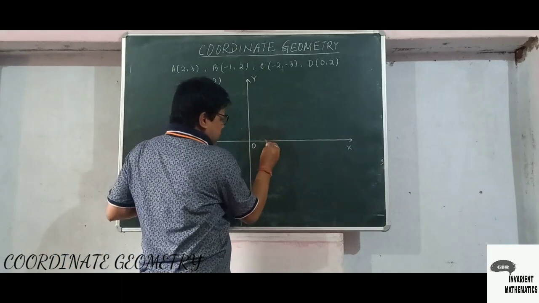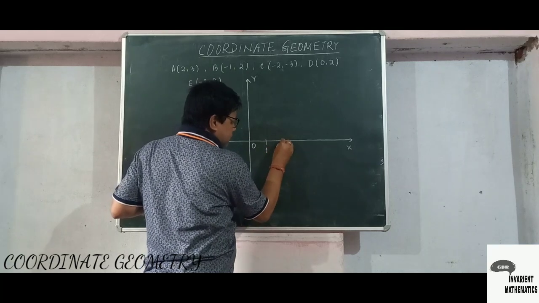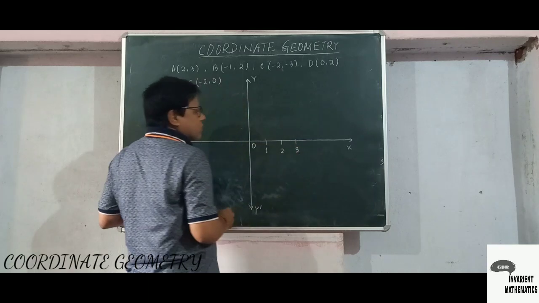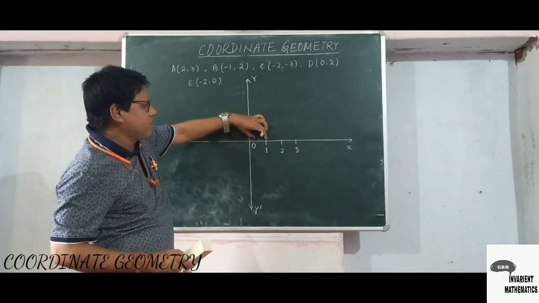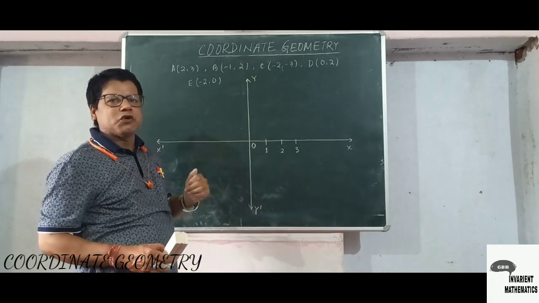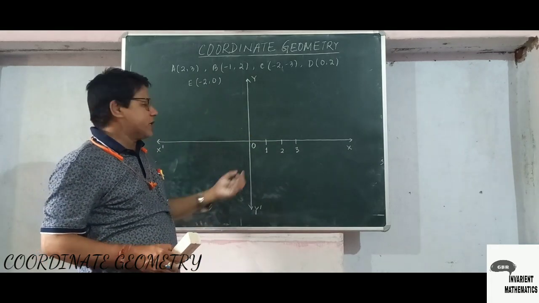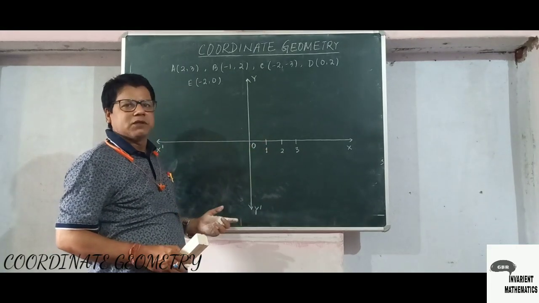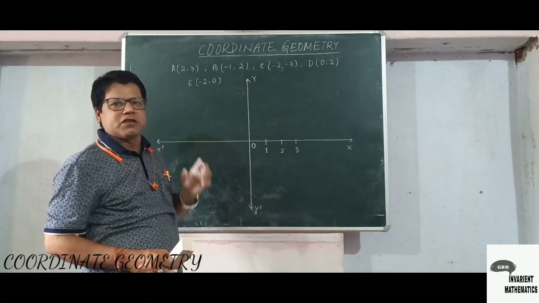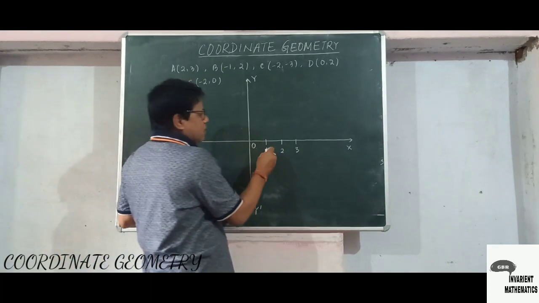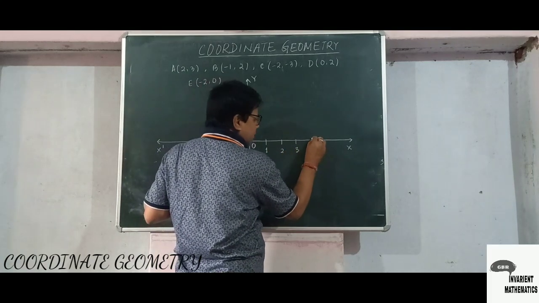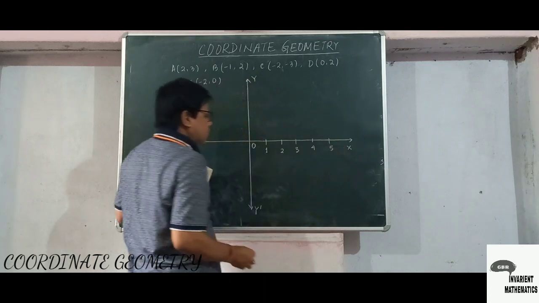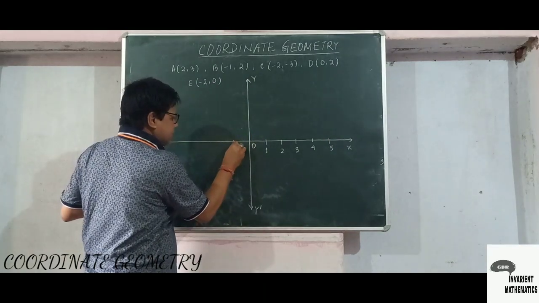Then mark the units. How much unit will you take? Suppose this is a big square. In your graph copy, you will see the squares. The side of one square is 1 cm. That is considered as 1 unit. Suppose I am taking 1 unit as 1 cm on the x-axis.